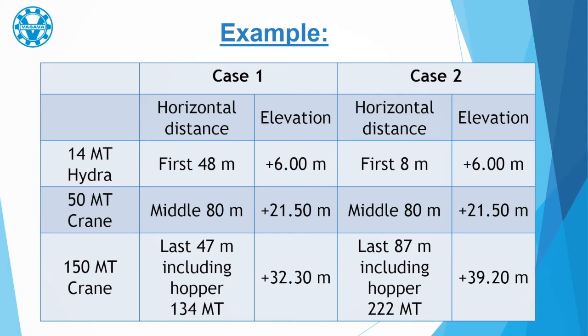Case 2. This conveyor has a different profile. For example, total horizontal distance is 175 meter. Out of these 175 meters, the first 8 meter is horizontal and the elevation of technological structure is 6 meter. Thereafter, the inclination of 11 degree goes to elevation 21.5 meter for the next 80 meter distance. Thereafter the conveyor goes at 13 degree inclination up to 39.2 meter elevation for the rest of 87 meter distance. And there is a hopper building structure having 222 metric ton at elevation of 42 meter.